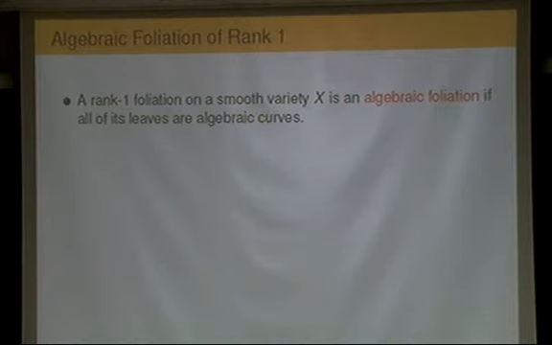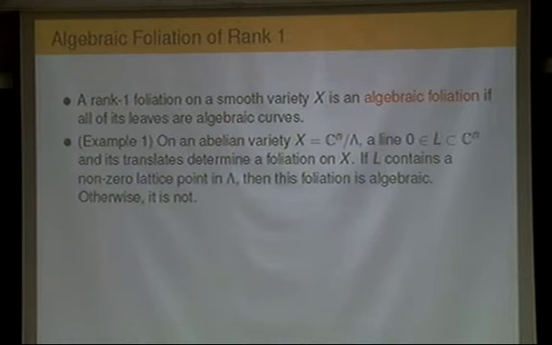But still, let me give an example. You consider an abelian variety as a quotient of a vector space by a lattice. Now choose a line, a one-dimensional subspace of the vector space, and consider its translations. Then they descend to a foliation on the abelian variety, because this gives us a line subbundle of the tangent bundle, which is trivial. So this way you get the foliation.